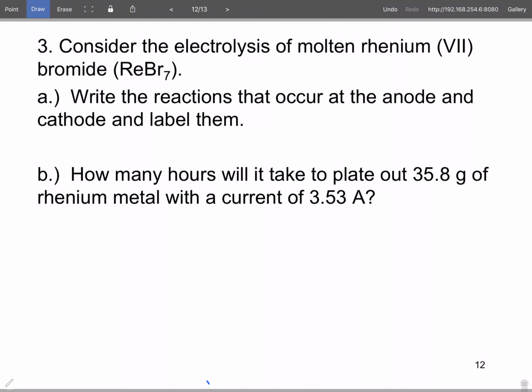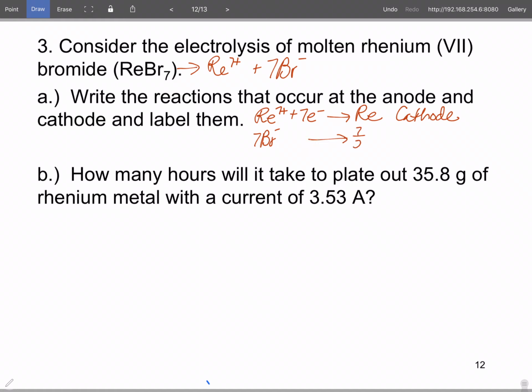It says write out the reactions that occur at the anode and cathode and label them. So remember, if this splits up, this is rhenium 7 plus and 7 bromide ions. Okay, so what we have here is rhenium 7 plus plus 7 electrons will give you the metal. That is gaining electrons, so it's reduced, so that's the cathode. And 7 bromides are going to oxidize to 7 halves Br2 plus 7 electrons, and here we're just balancing electrons. This is the anode.